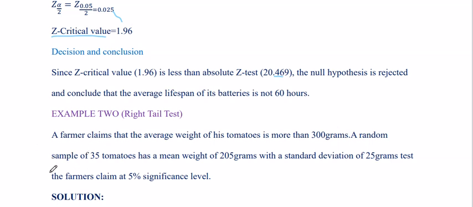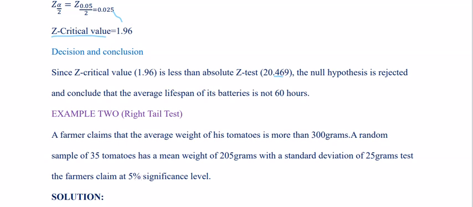Now say that a random sample of 35 tomatoes has a mean weight, that is the sample mean, of 205 grams with a standard deviation of 25 grams. Test the farmer's claim at 5% level of significance. Although we are making use of 5% level of significance, we can make use of 1, 2.5 or 10%. It depends on the requirement of the experimentalist. But for this tutorial, we are making use of 5%.